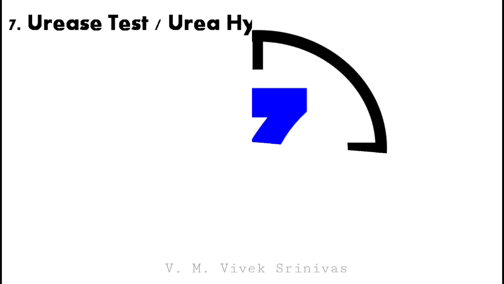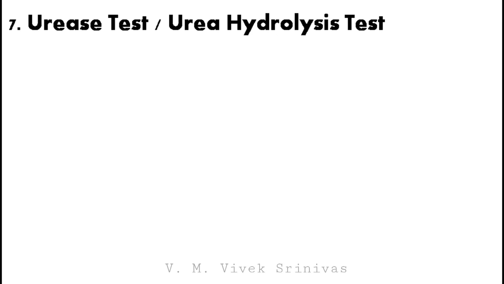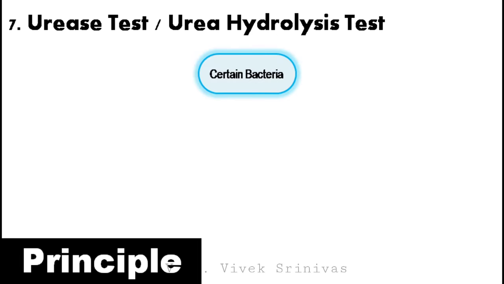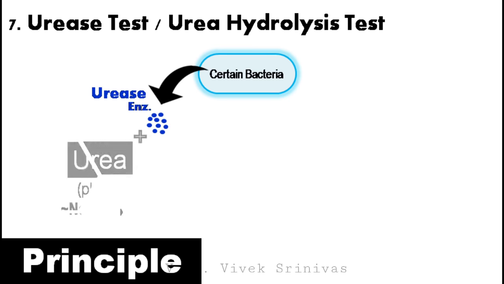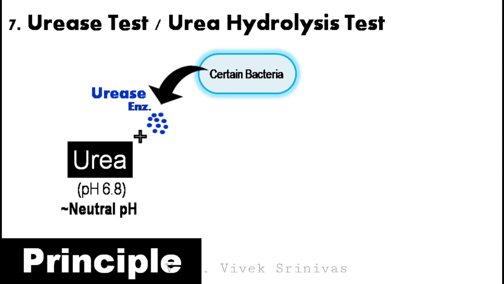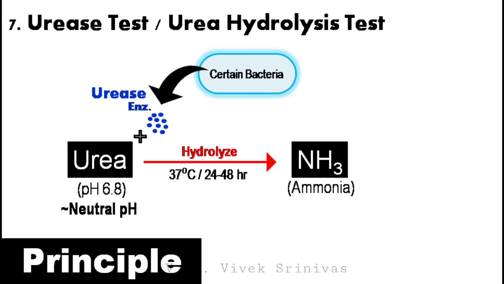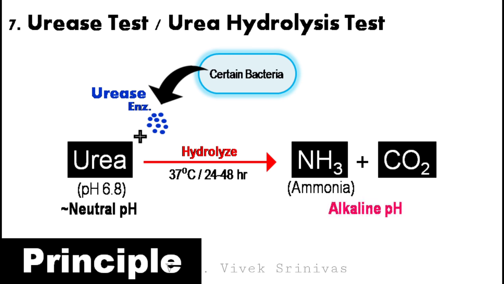Next, the urease test, also referred as the urea hydrolysis test. The principle: certain bacteria produce the enzyme, the urease. This enzyme, in presence of the urea, is capable of hydrolyzing the urea to yield the ammonia and the carbon dioxide as the byproduct. This byproduct changes the pH to alkaline from the initial neutral pH. This is the principle behind the urease test.